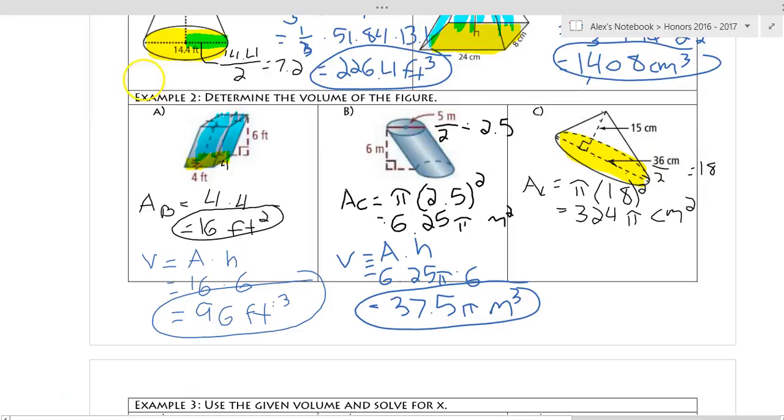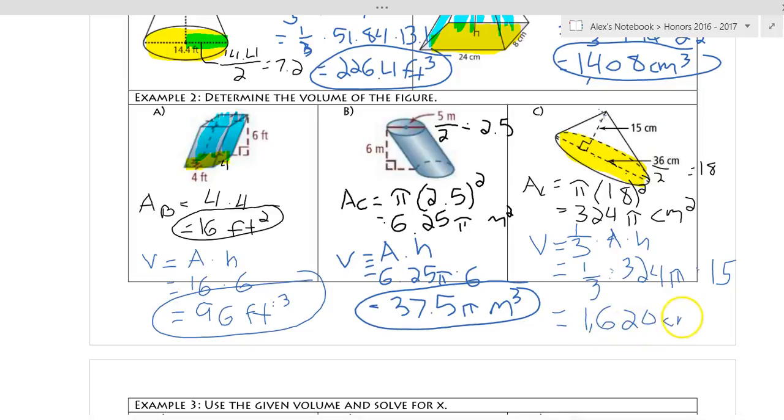Alright, so then for my volume, this one has a point up here. They meet at a point. So it's the 1/3 times the area times the height. So that's 1/3 times 324 pi times 15. When I multiply all those together, I get 1,620 pi centimeters cubed.